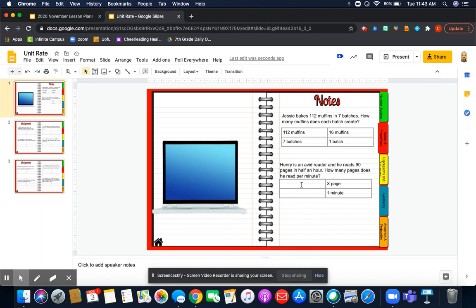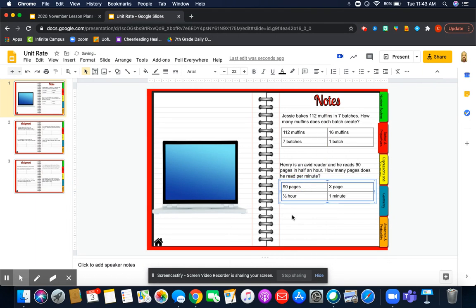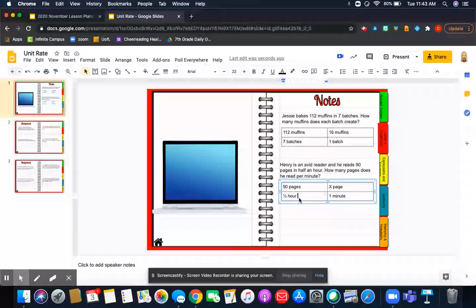All right, so then we're going to look at our rate, and this one is a little bit different because if I look at my rate, it is 90 pages in half an hour. But remember at the top, we said that whatever unit I have here needs to match across. Right now I have hours and minutes. So I need to change this half an hour into a minute unit. So I know half an hour is the same as 30 minutes, so we'll just change that.